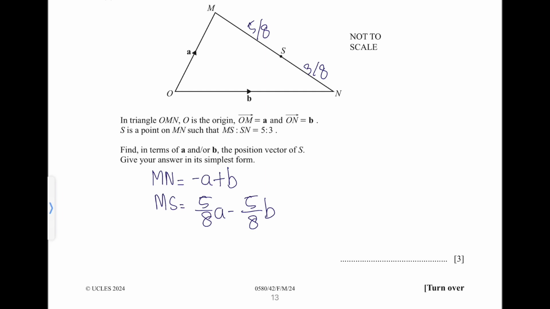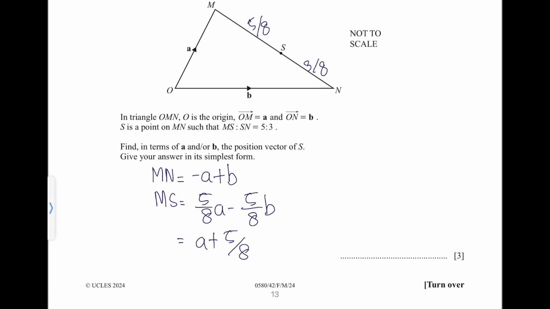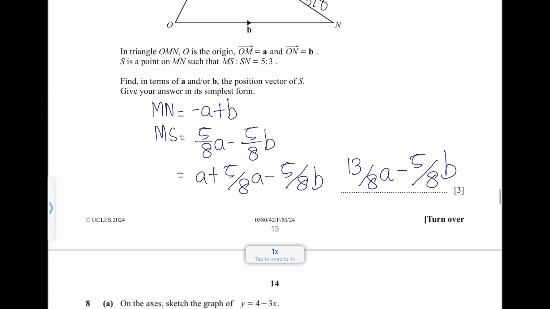Now how do we reach from O to M, the origin to M? We need to add a. So that would be a plus 5 by 8 a minus 5 by 8 b. If we simplify 1 plus 5 by 8, that would give me 13 by 8 a minus 5 by 8 b. So I hope this is clear. Let's move on to the next question now.